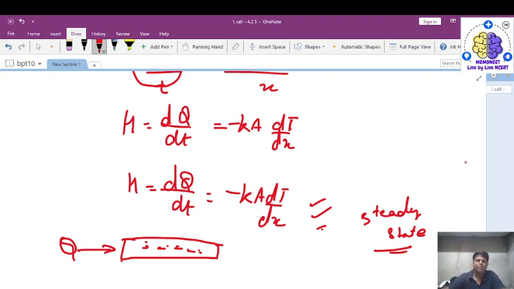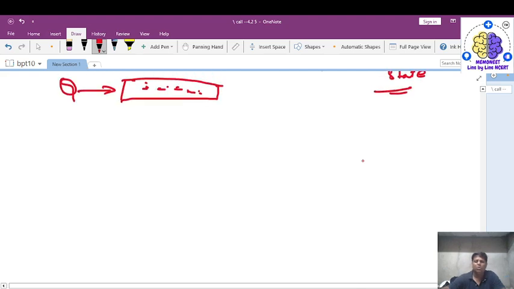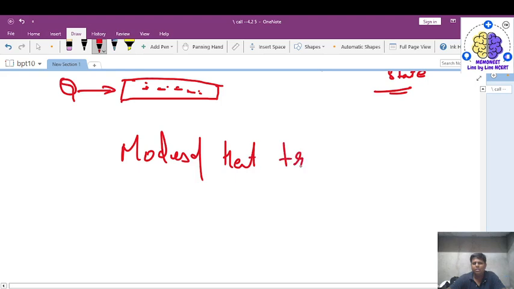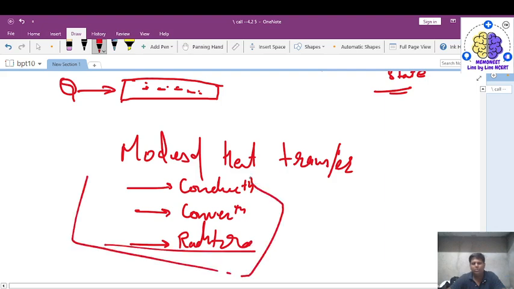Now next, what we are supposed to do is the modes of heat transfer. There are three modes: first is by conduction, second is by convection, and third is by radiation, right? For these three modes of heat transfer, and further in this chapter, we will discuss in our next video, right?